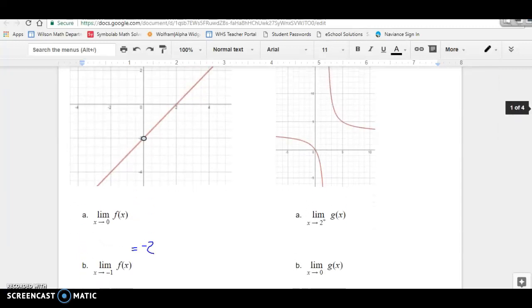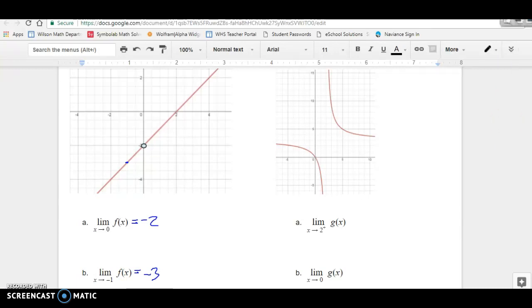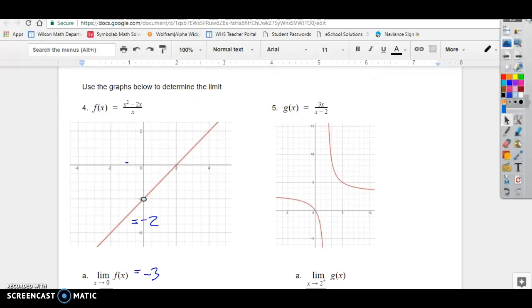So down here at b, I have to move this up. Okay, so this was -2. As we approach -1, which would be here, we'll hit here, so this one's -3. You could also substitute that into the original function, which was up here. So I can also plug in -1 here, so this would be 1 plus 2 over -1, which would be -3. That's exactly what I had down at the bottom.